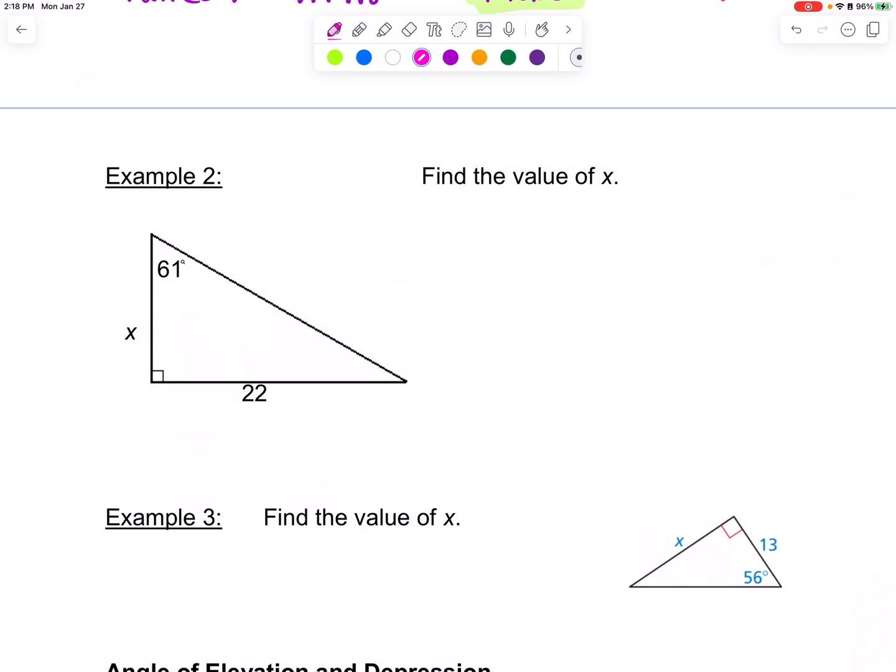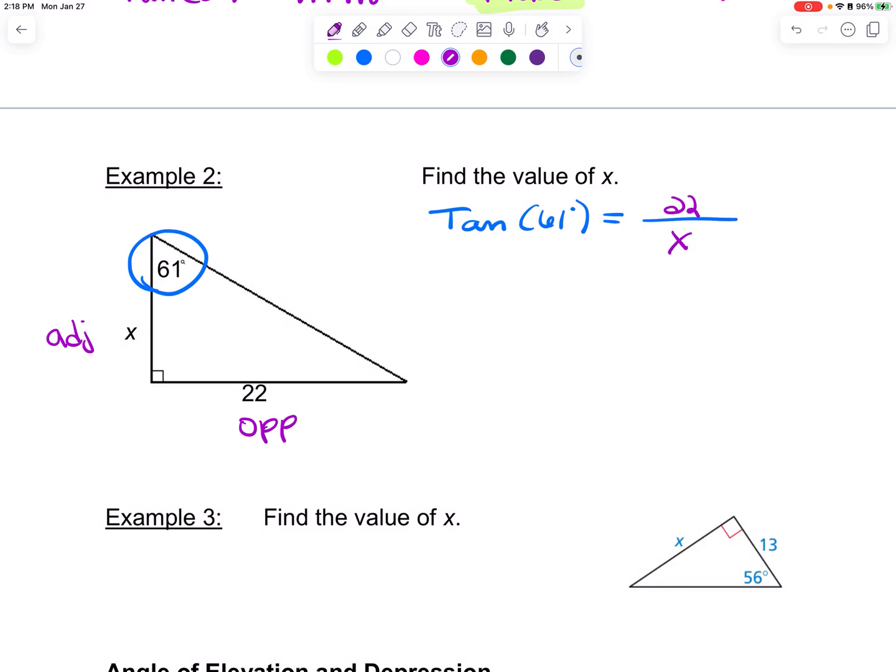All right, let's do an example. So we're going to find the value of x. Whatever angle measure they give you, that's the one we're going to use. So we're going to set it up. Tan 61 degrees equals my opposite. This is my opposite side. This is my adjacent side. Even though the hypotenuse is also adjacent, it's not a leg, so we're not using that. Our opposite side is 22. The adjacent is x.